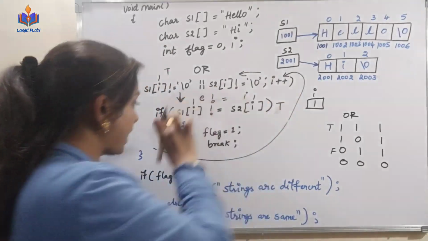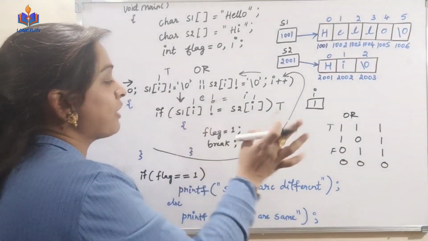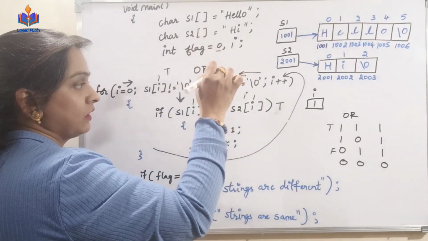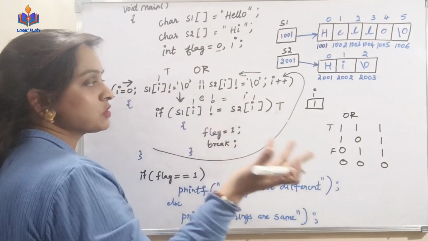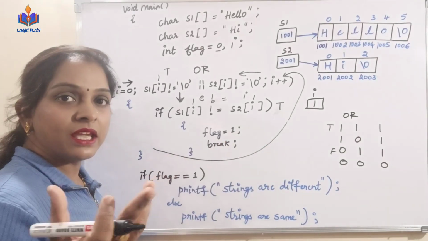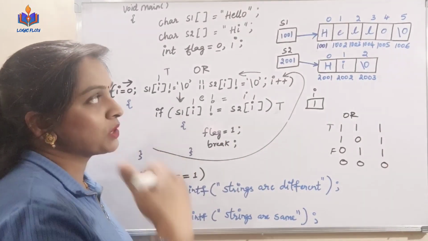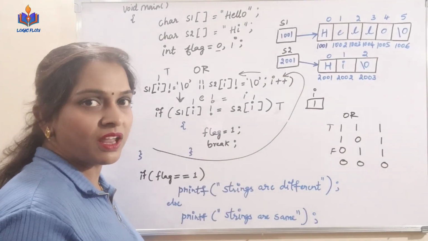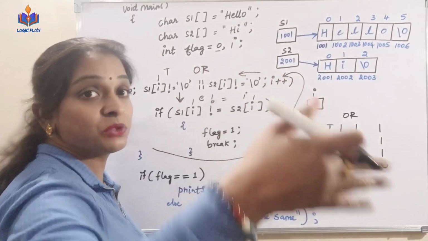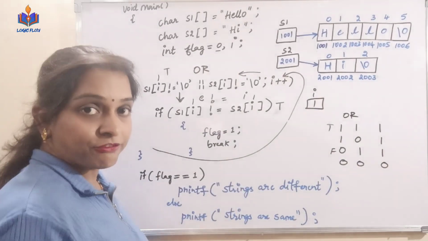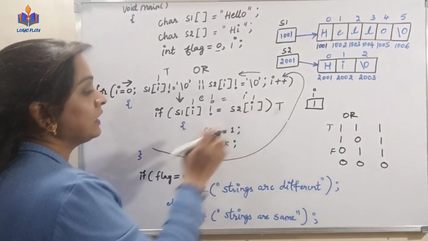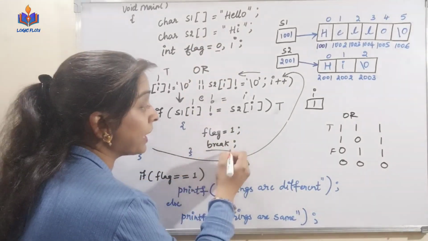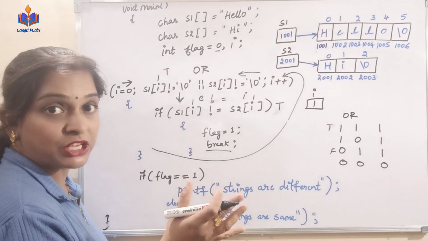Condition is true. Execute this block. I say flag equal to 1. Initially the flag will be 0. When this condition becomes true, it means the characters in the strings are not equal, so I need not proceed with the next. If it is not equal, it's done. I need not go and check the remaining characters. Once I find that it is not equal, I simply set the flag value to 1 and I'll break the loop. Unconditional branching statement break.